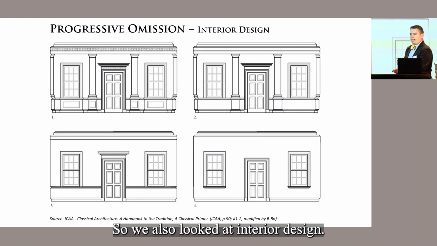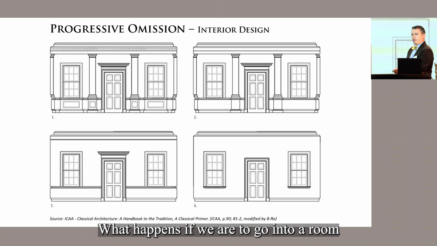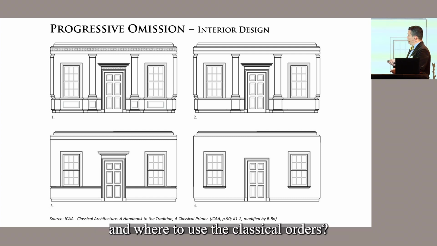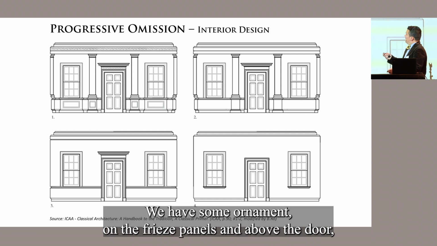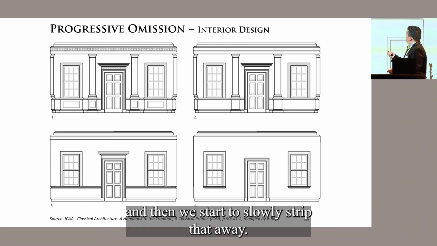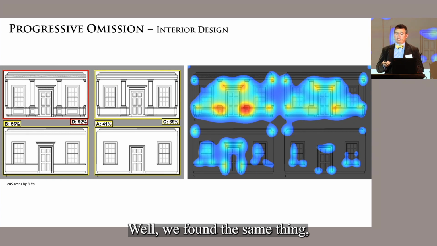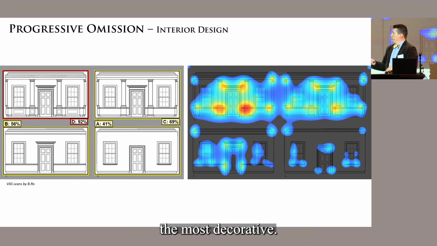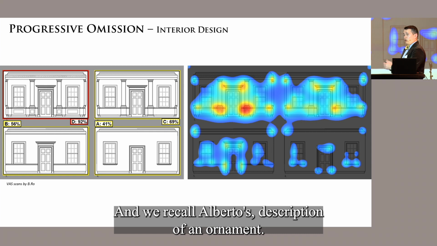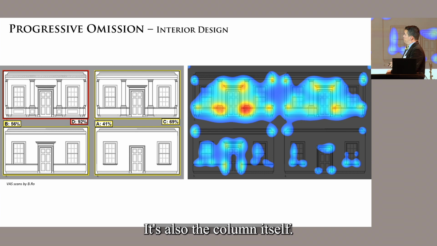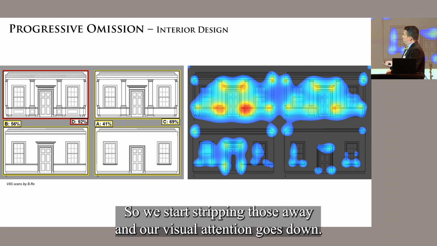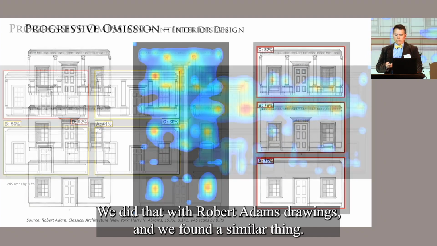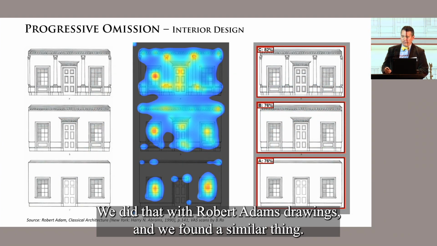So we also looked at interior design. What happens if we were to go into a room and we're to use the classical orders? We have some ornament on the frieze panels and above the door, and then we start to slowly strip that away. Well, we found the same thing. The most decorative, and we'll recall Alberti's description of an ornament, it's also the column itself. So we start stripping those away and our visual attention goes down. We did that with Robert Adams' drawings and we found a similar thing.